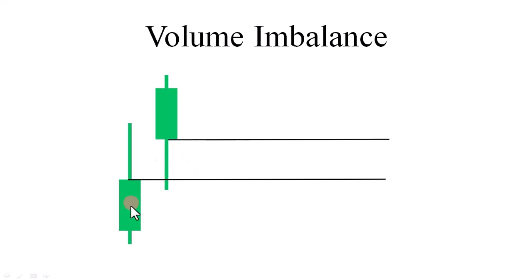Volume imbalance. You have a bullish price. It can be bearish, not only bullish. I'm just doing examples with bullish candles. So we have a bullish candle here. Price opened and closed here, but it reached out to this point. This is the high of that candle. Then price jumps from closing here to opening.